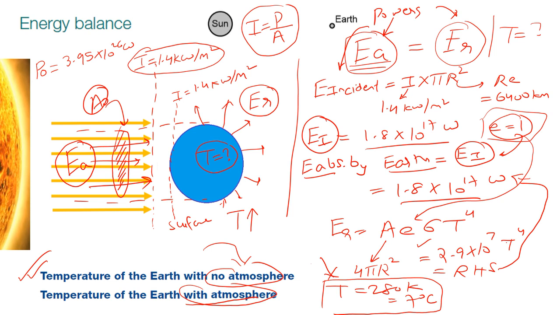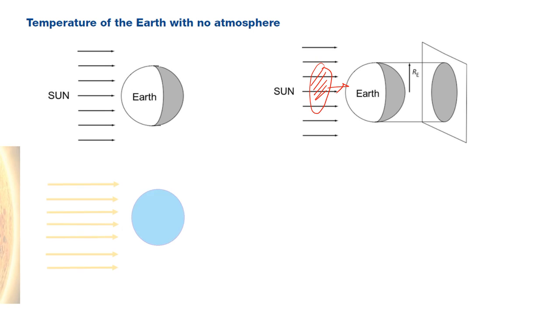Okay, so now we come to the next topic, when we find the temperature of the earth when there is an atmosphere. See, in this particular case, the approach will remain the same. The energy which is coming in from the sun, let's say that is the incident energy E, will not be equal to the energy which is absorbed by the earth, and whatever energy is absorbed by the earth, we have to equate to the energy which is radiated. This is the whole concept.